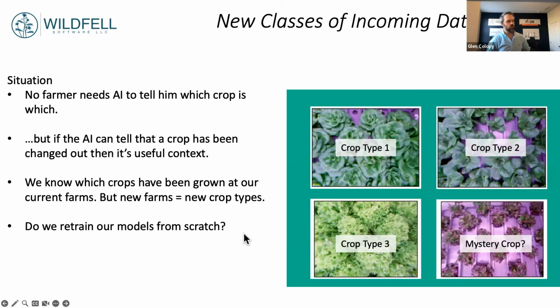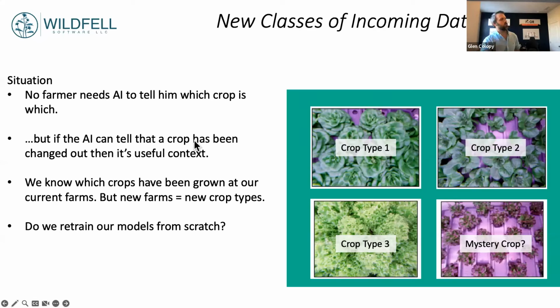For the plant grow operation, these are the final two examples. This one deals with the issue of incoming data with new classes. The idea is, a farmer doesn't need AI to tell him what crop is which. If he's worth anything as a farmer, he does not need AI to tell him the difference between a butterhead and a green rosa lettuce or a romaine lettuce. In fact, all of you with maybe 30 seconds of studying could memorize these different crop types and then sort this with very high accuracy.